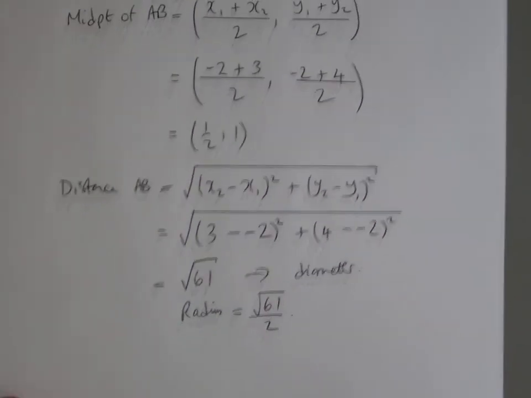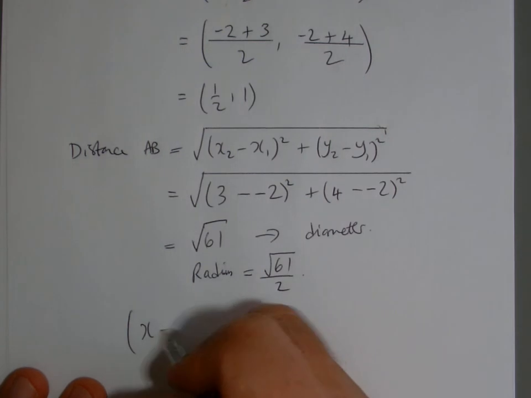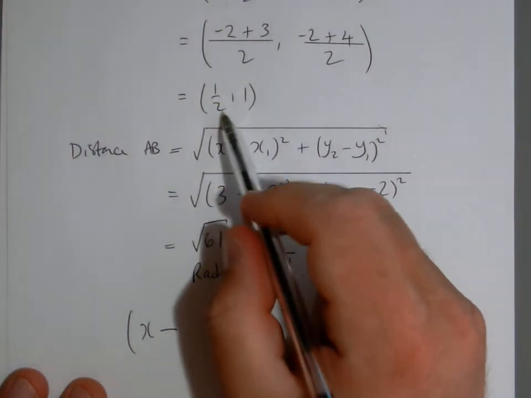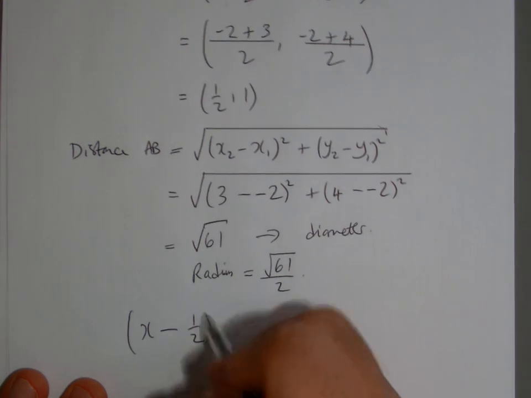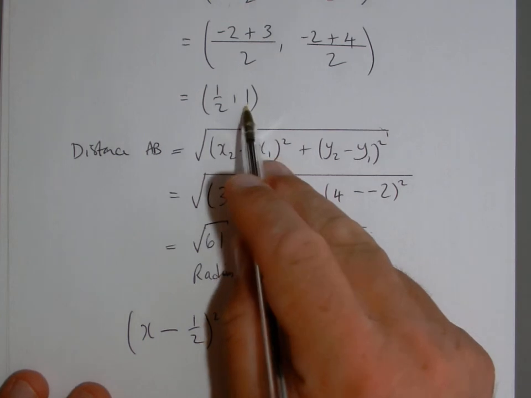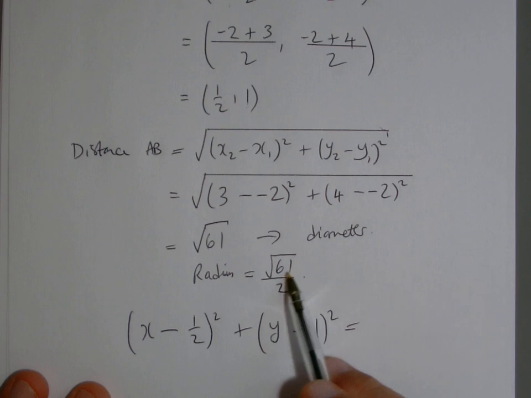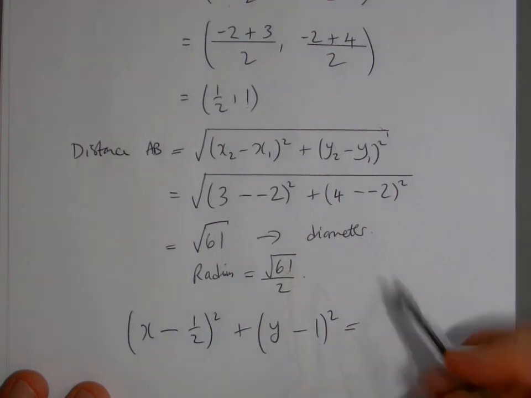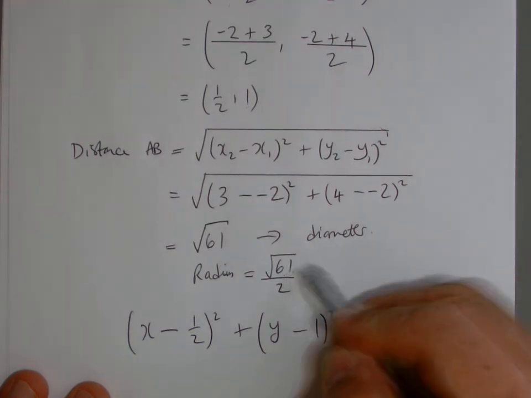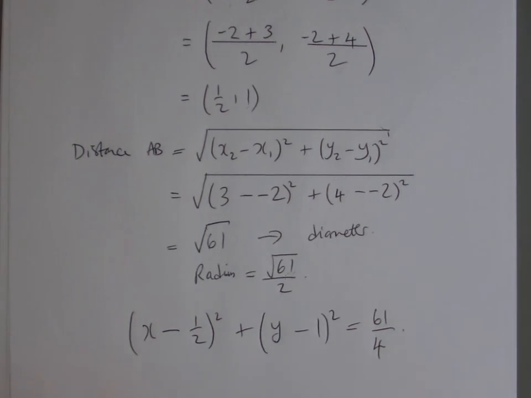So when it comes then to doing my equation, I've got x minus a. So remember a is the midpoint, the x value there. So x minus a half, all squared. Y minus the b for the centre point, which was 1, all squared. And then the radius, well, you've got to square this. So if I square this, we'll square the square root, it becomes 61. And square the bottom there, you get 4. So there's my answer. There's the equation of my circle.